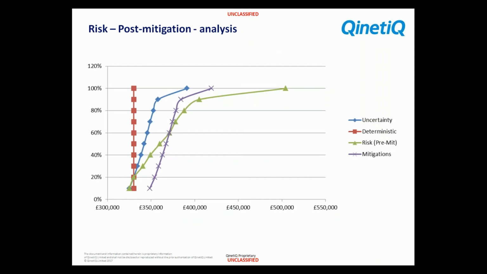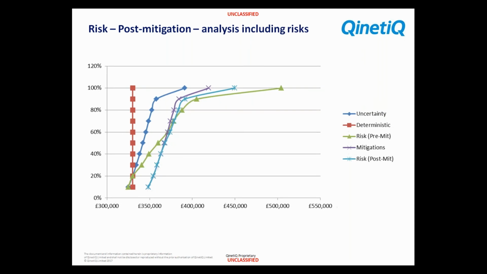What does that look like on a chart? Well, now we're introducing that purple line. The purple line is really that uncertainty moved to the right, we're having to fund, we must fund those mitigation actions, so the whole program is going to cost us more in this case. And then, of course, what we can add is the light blue line, which is the residual risks, the risks after mitigation, post-mitigation risks.